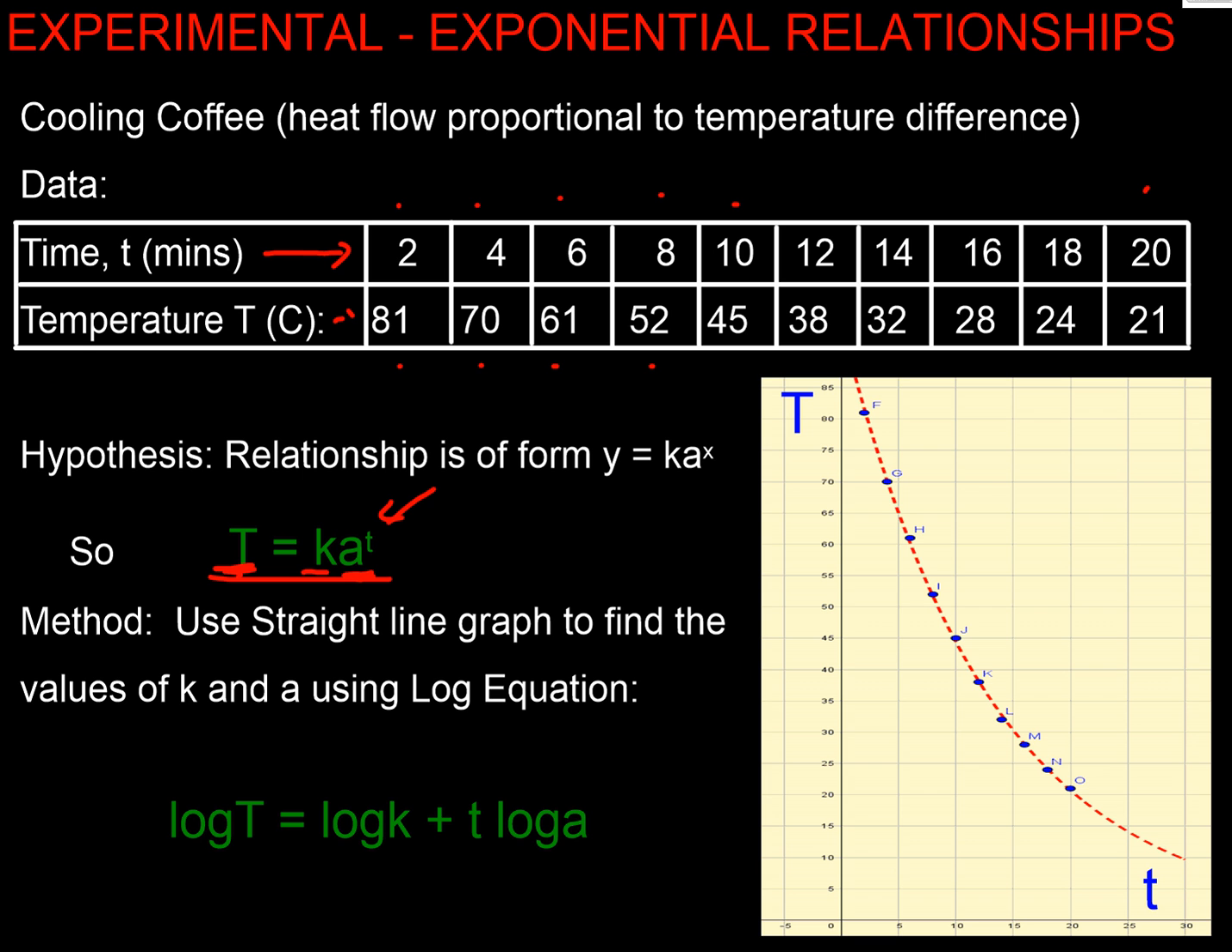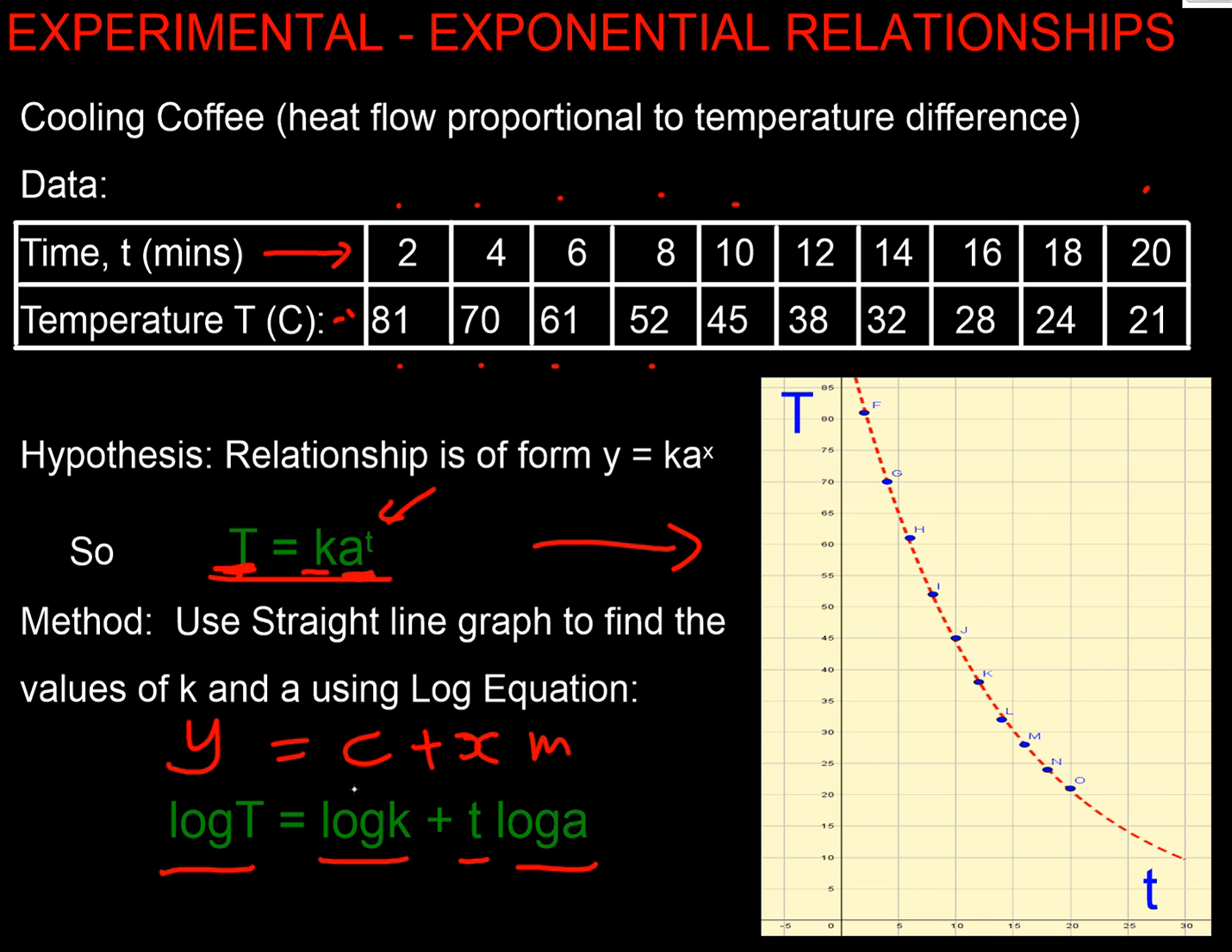So if I was just to try and graph that, I'd get a curve. I want to get a straight line so I can work out what k and a are. So I'm going to log this equation. On the left hand side I get log T, log of temperature, that's going to be my y value. And I get a log k, well that's just a constant, so that's going to be my c. On the final term I've got t log a, well t is the thing that's changing, so that's going to be my x. And the log a is just a constant, so that's going to be my m. So as we can see, here is my y equals mx plus c.